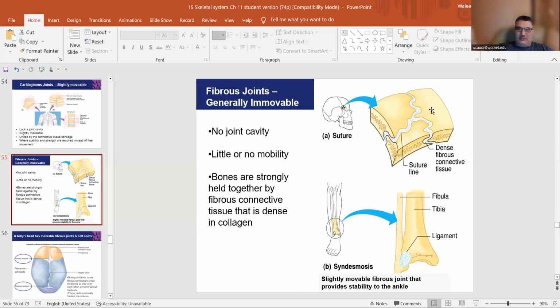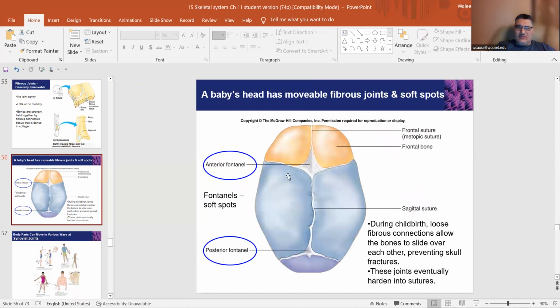Newborn is an exception. So in adults, or even children, not the newborn, here is one bone, here is another bone, and in between, fibrous tissue connects them. Once the fibrous tissue connects them, it's not movable anymore. Fibrous joints.